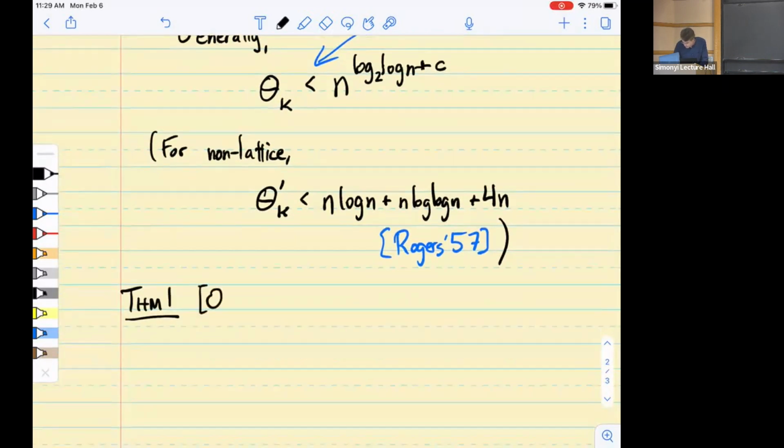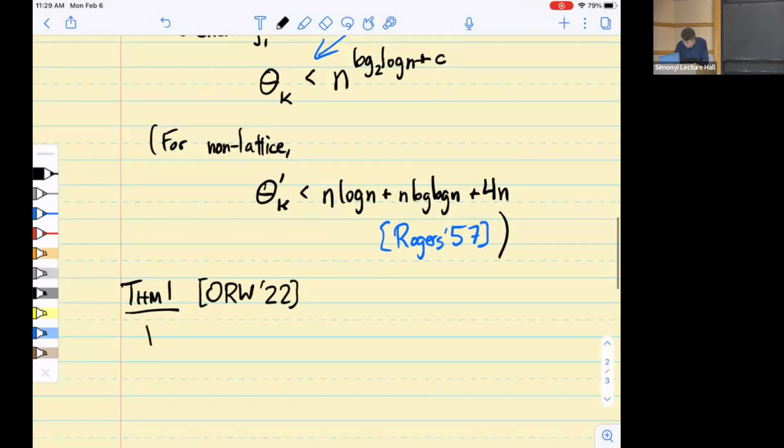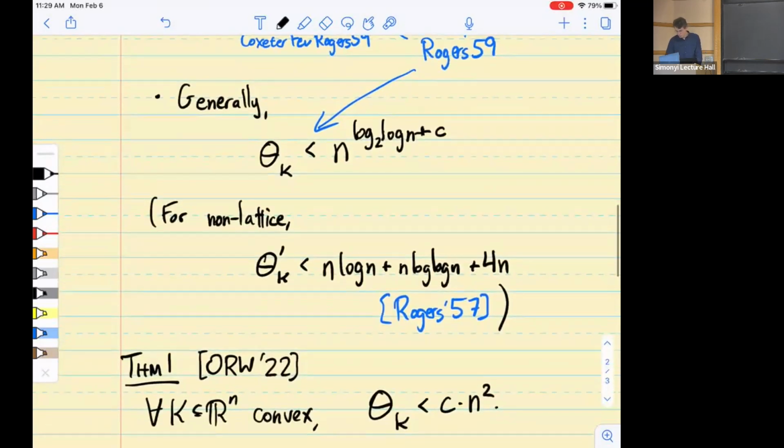So this is with Oded Regev and Barak Weiss. This was last year, and we basically show, for all convex bodies K, that the covering density is less than C times n squared. Okay, so previously it was quasi-polynomial. It was n to the log n, and we show it's just n squared.